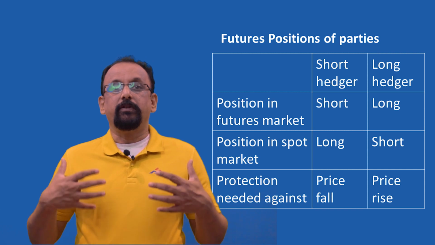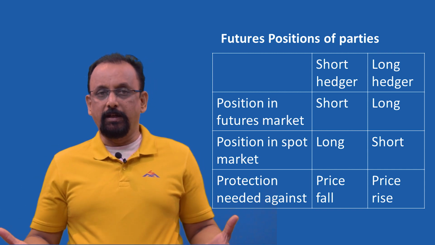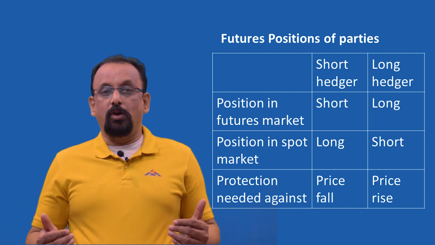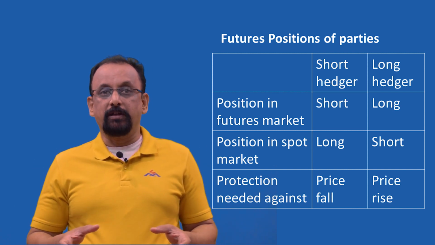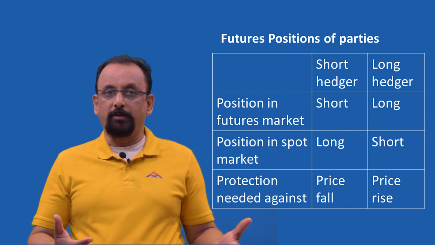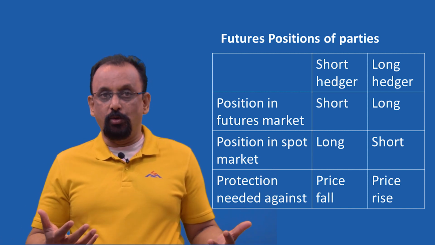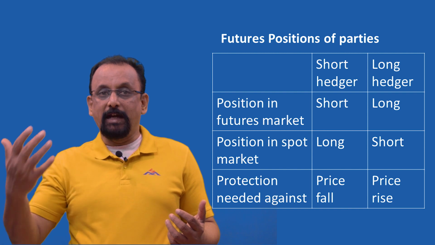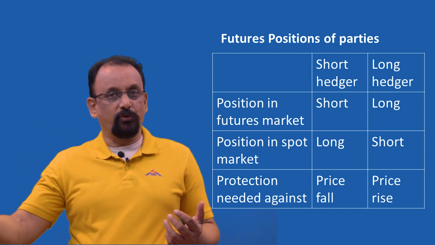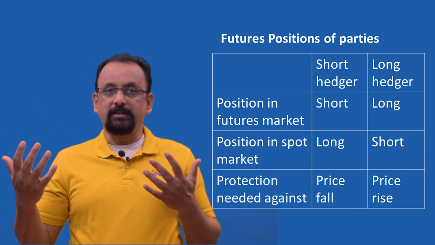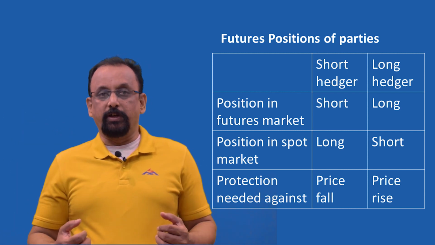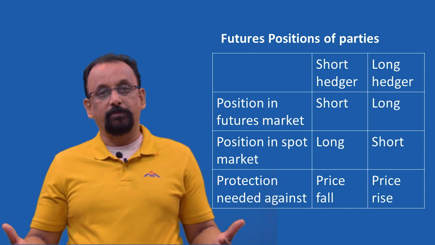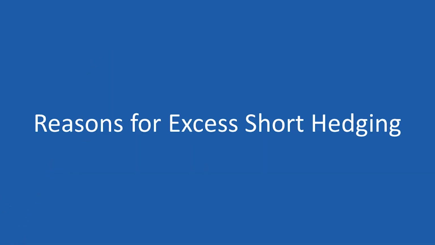On the other hand, we have the long hedgers, or typically buyers. The long hedgers are so called because they have a long position in the futures market. However, they have a short position in the spot market. That is, they do not possess the goods and therefore they want to buy those goods in advance at a future date at a price which is a future price. And therefore, these long hedgers are trying to protect against the increase in the prices of that commodity in future.